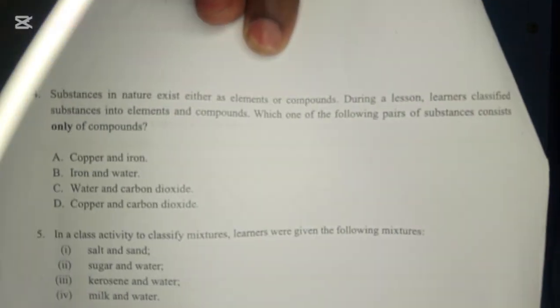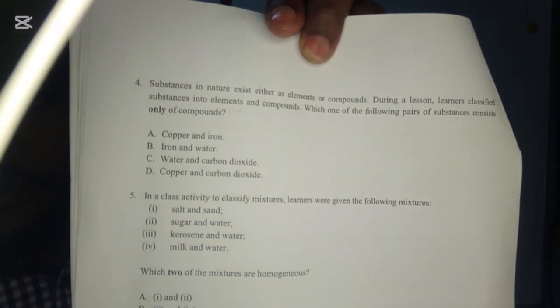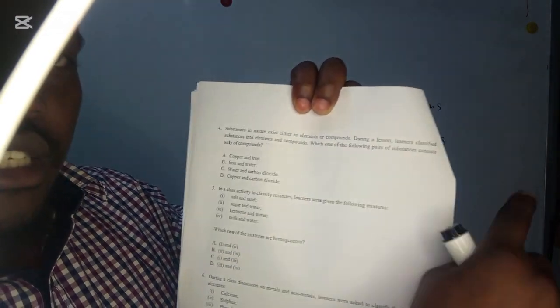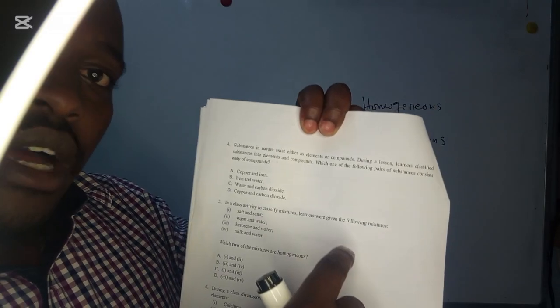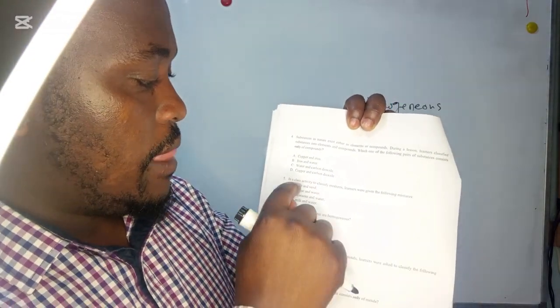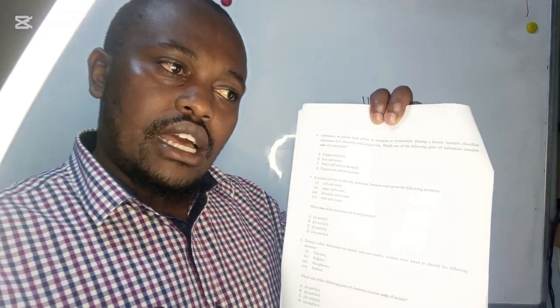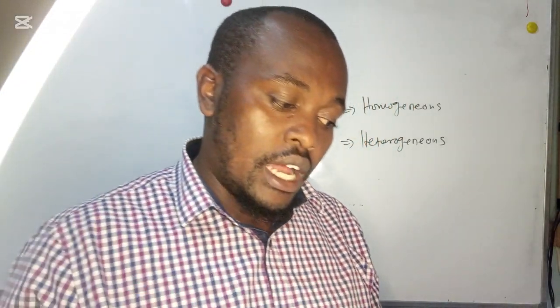So look at them. The first one, you have salt and sand. When you mix salt and sand, you are able to see salt is there and sand particles are on one side, just like maize and beans. So therefore that is heterogeneous. Sugar and water, when you mix water and sugar, the sugar disappears in the water, it dissolves, completely dissolves. Therefore that is homogeneous. So that one is one of the answers.